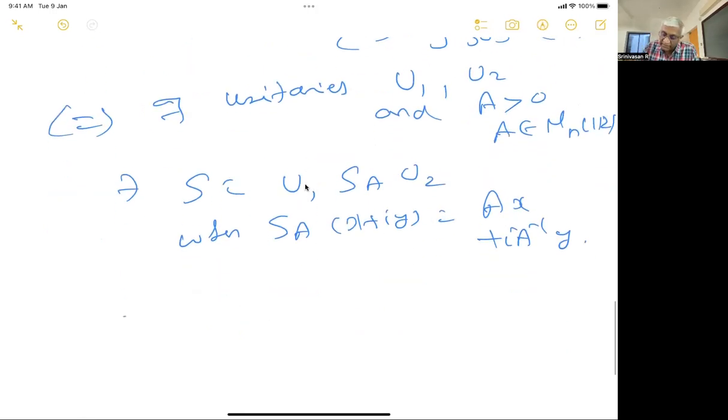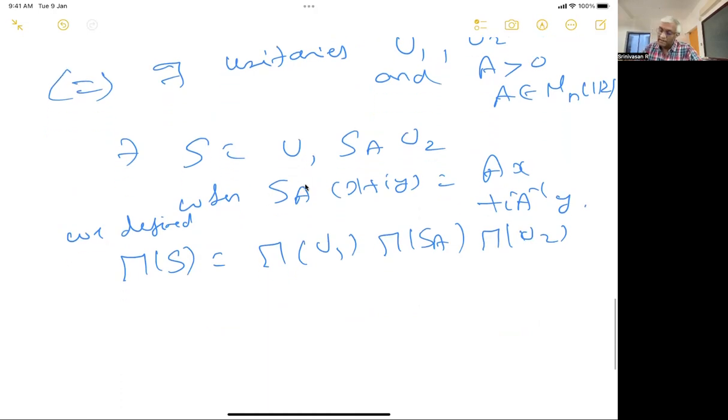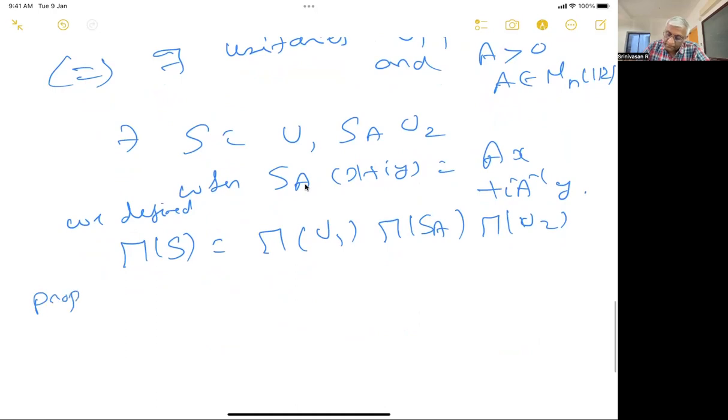So using this, we define gamma of S. Just recalling what we have done, we define gamma of S equal to gamma of U1, gamma of S_A, where gamma of S_A is in the assignment, and then we get gamma of U2. We have defined something like this, where this gamma is the second quantization for unitaries, and gamma of S_A we defined in the assignment, and then we got gamma of U2. Now we have the following proposition.